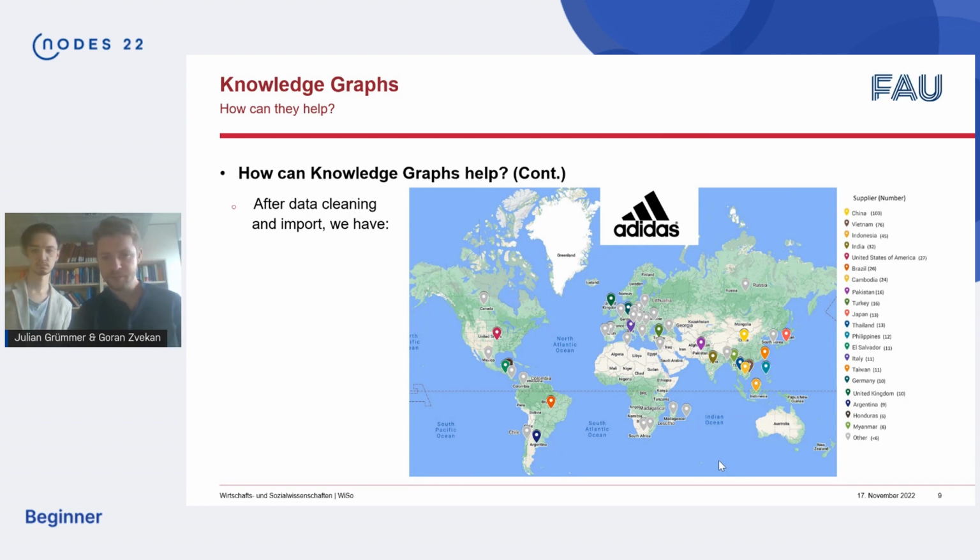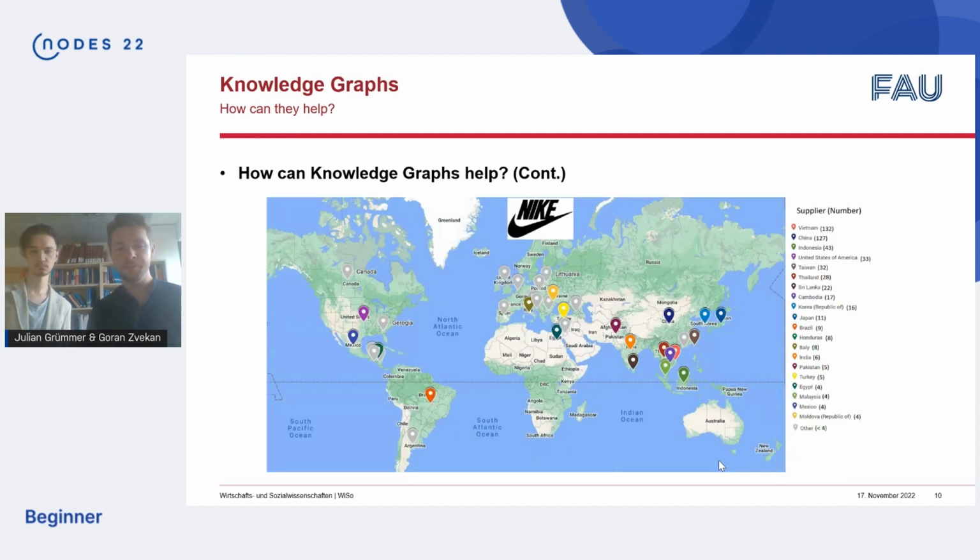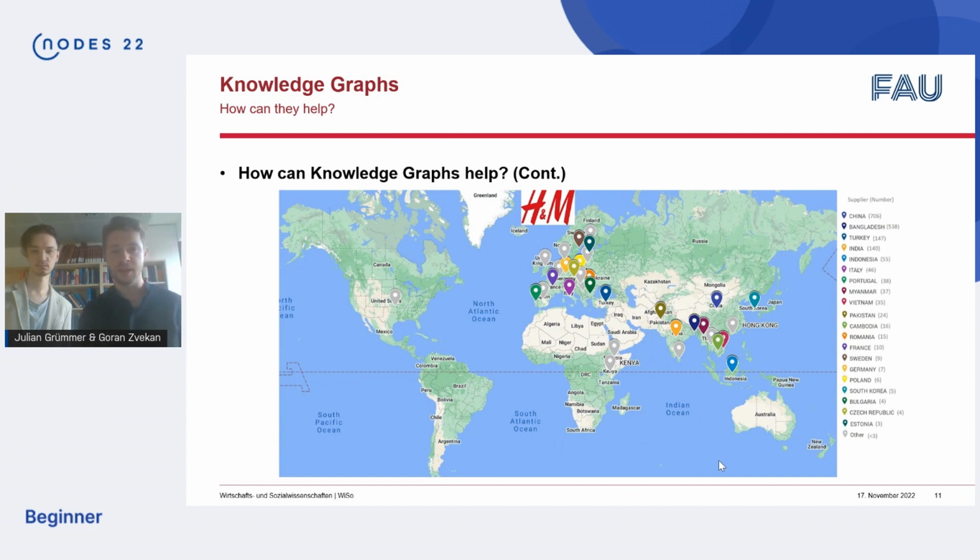And you can compare that to Nike. This is pretty equal. But if you have a look at H&M, you can see that the whole continent of the Americas is not really a supplier region. There's one supplier in the United States, but for example in Brazil and Argentina, there are no suppliers. That's particularly interesting for H&M. Since they have no suppliers in North America and South America, we can see the route from China through the Suez Canal. H&M would be way more volatile than, for example, Nike and Adidas. These are also interesting points.